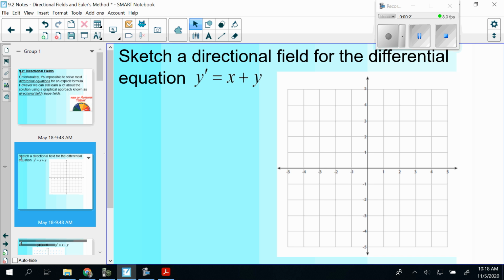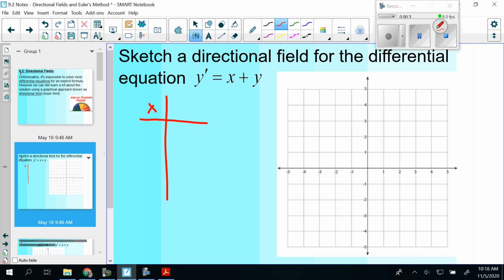So here's our differential equation. Since we don't maybe know how to solve this, we're going to come up with what it looks like. So we're going to make a little table here with x and y inputs, and then here we're going to figure out what the slope or the derivative, whether you want to think of it as y prime or dy dx, is going to be.